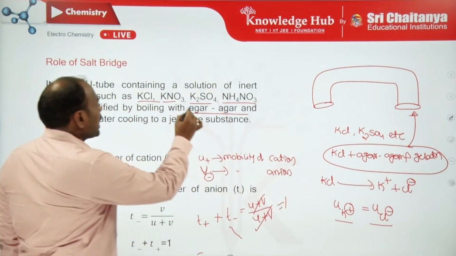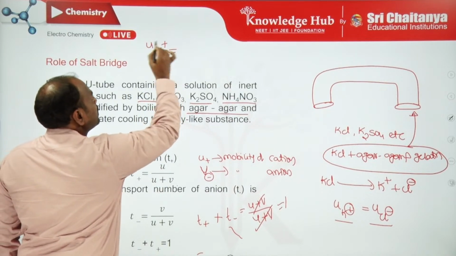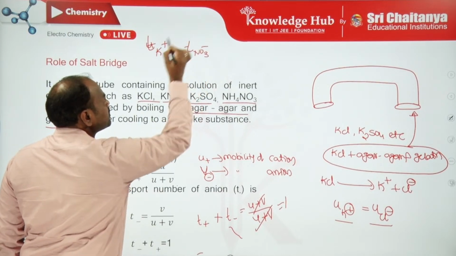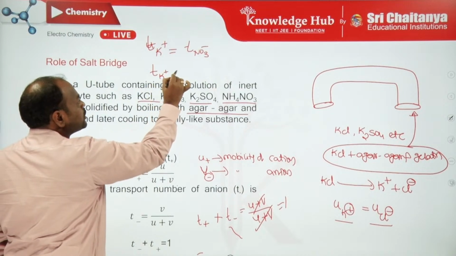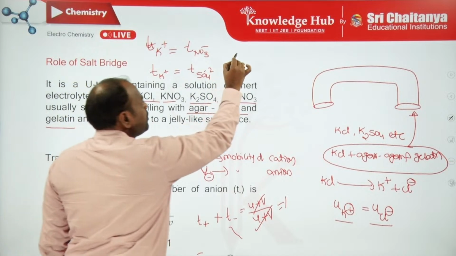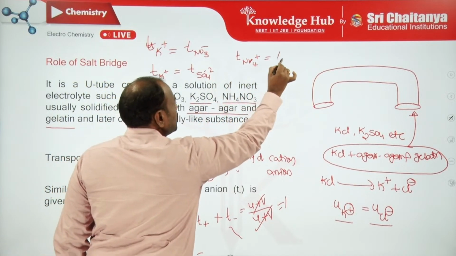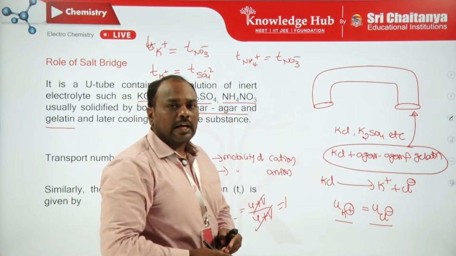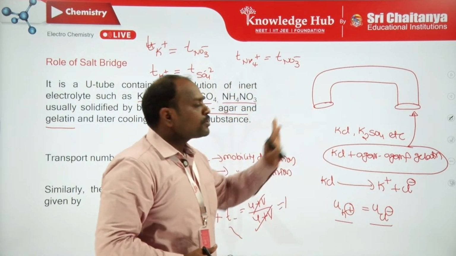Suppose you take the transport number of K plus, it is equal to the transport number of NO3 minus. Similarly, the transport number of potassium is equal to the transport number of sulfate. Similarly, the transport number of the ammonium ion is equal to the transport number of nitrate. So due to similar transport numbers, only these components are used in the salt bridge.